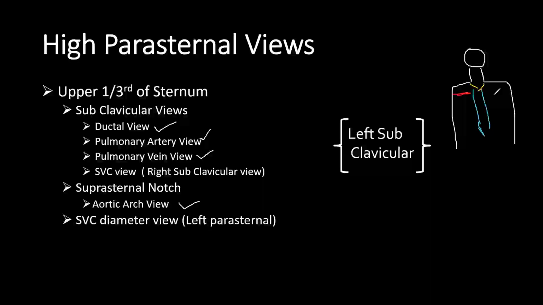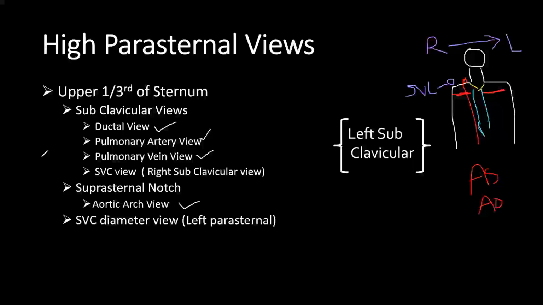This is the clavicle here. Okay. So to understand the orientation of the vessels, from right to left, this is the baby's right and this is the baby's left. From right to left, the orientation of the vessels is: most right is SVC. Then next to that is ascending aorta.